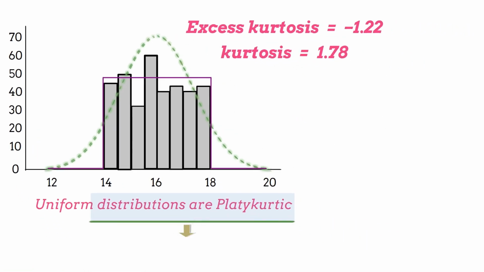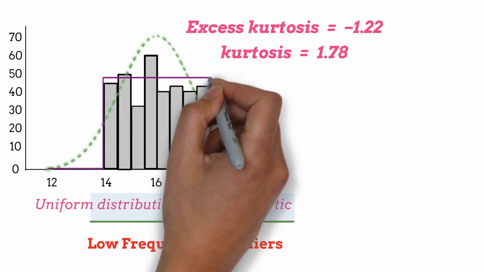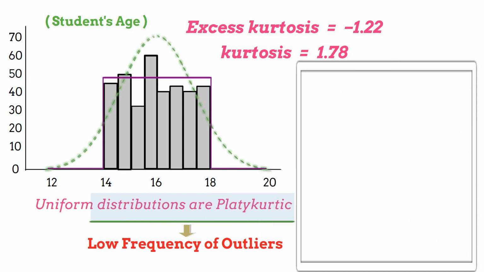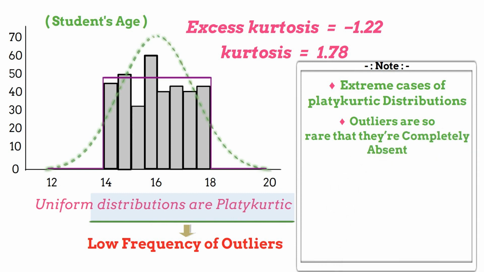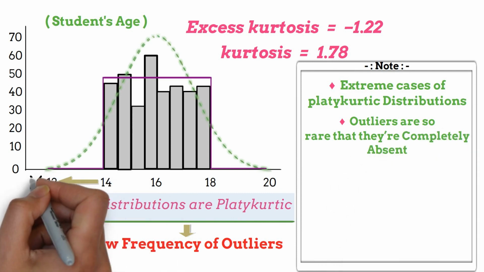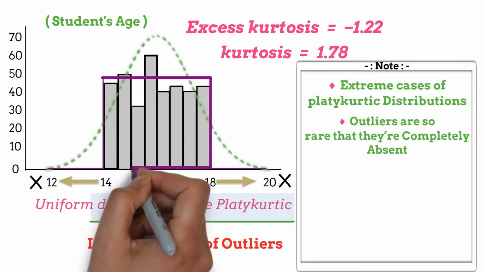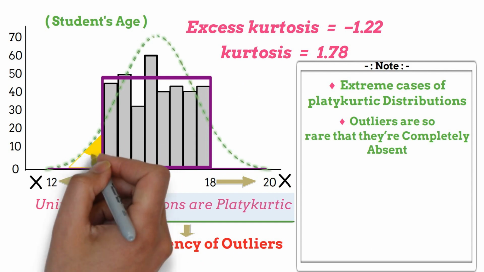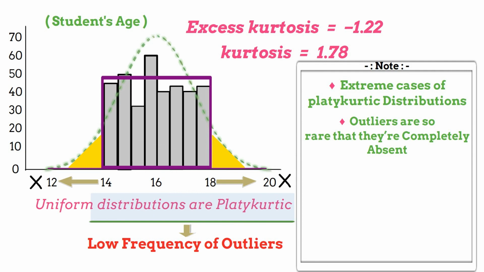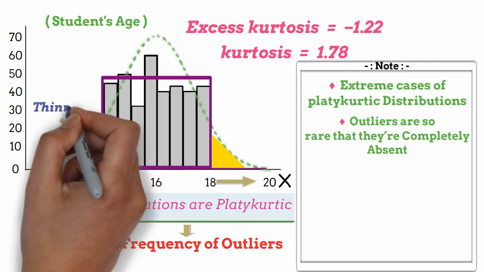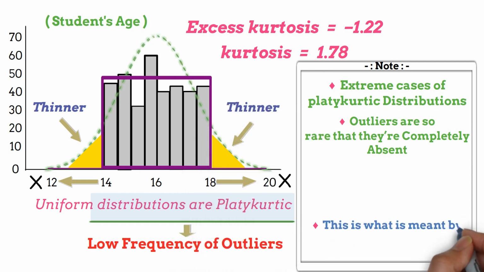Platykurtic distributions have a low frequency of outliers. Uniform distributions like the distribution of students' ages are extreme cases of platykurtic distributions because outliers are so rare that they are completely absent. There are no students younger than 14 or older than 18 years old. In the graph above, notice that on the far left and right sides of the distribution, the tails, the space below the uniform distribution curve, purple, is thinner than the space below the normal distribution curve, green. This is what is meant by thin tails.